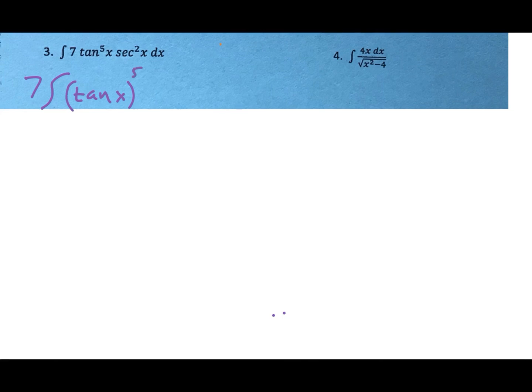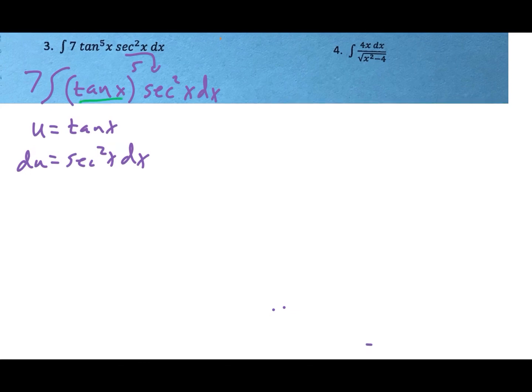And then I start to think, okay, well, tangent to the 5th, the easiest thing is, if tangent could be the u, then the derivative of tangent is secant squared. And lo and behold, secant squared is what's left. And so that's an easy u sub. So if I let u equal tangent, and then du is going to equal secant squared x dx, I've got everything that can be replaced. The tangent x is going to be u, secant squared x dx is going to be the du. I don't have too much left to do. So I've got 7 times the integral of now u to the 5th, because tangent's being replaced with the u.